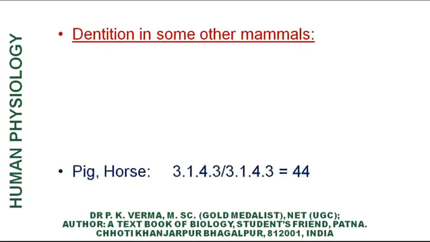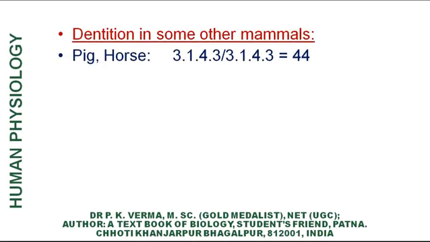Now, there are some examples of other terrestrial mammals. Pig and horse have 3143 by 3143, total 44 teeth. It is the highest number in the terrestrial animals, but in the aquatic mammals such as whales and dolphins, the number of teeth exceeds 60.